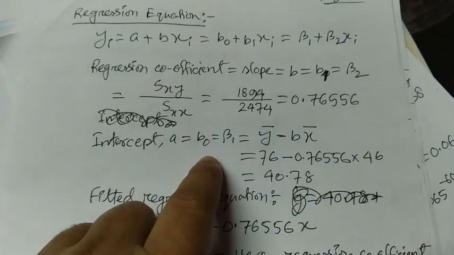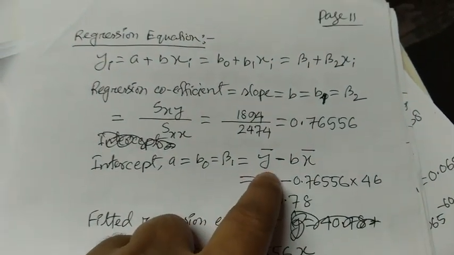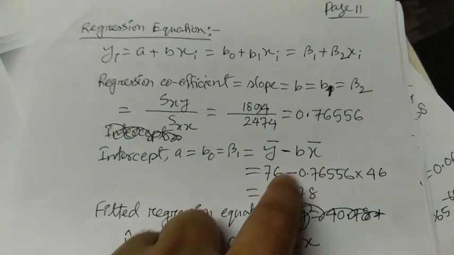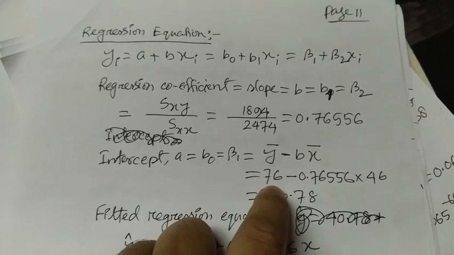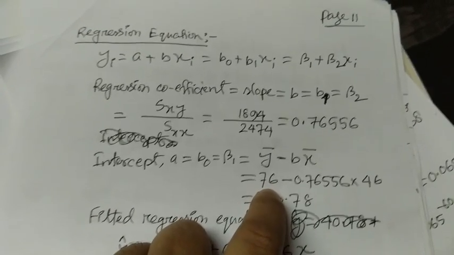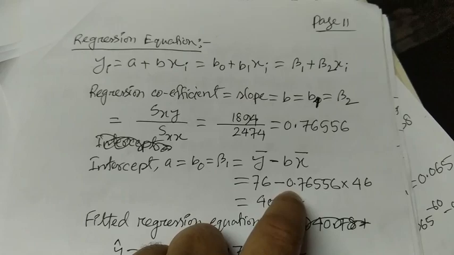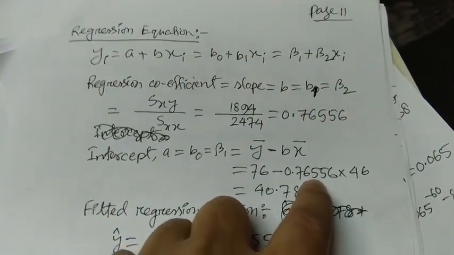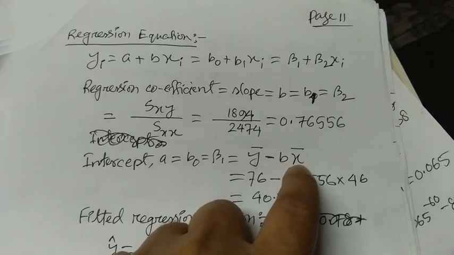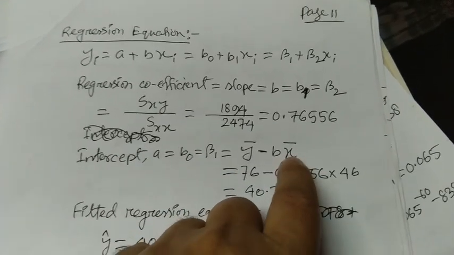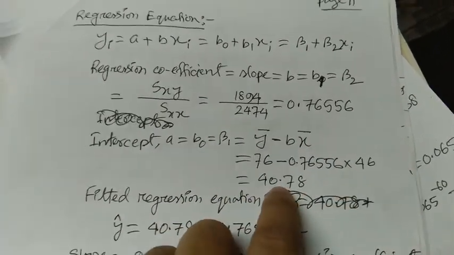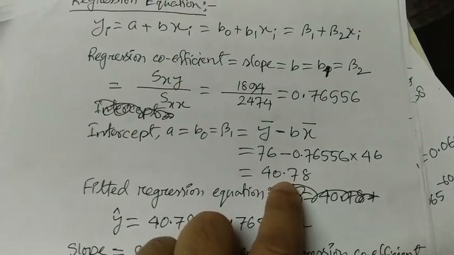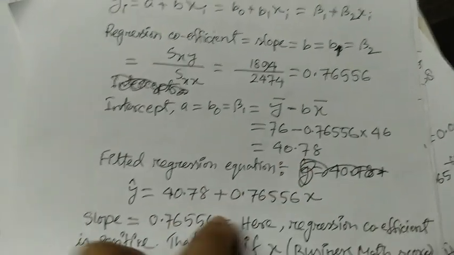So the intercept value is equal to y bar minus b x bar. We have already calculated y bar from the calculator, and b is the slope. X bar we have also calculated from the calculator. X bar is 46. So if you calculate it, you get 40.78. This is the intercept.